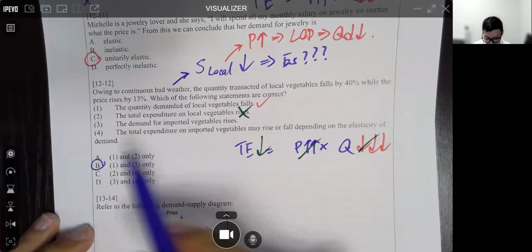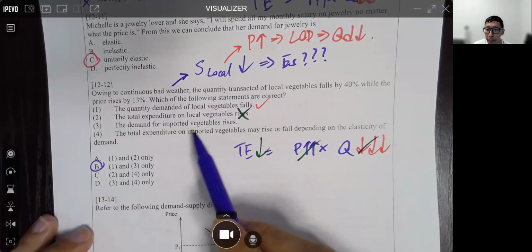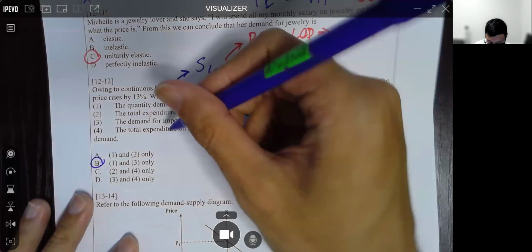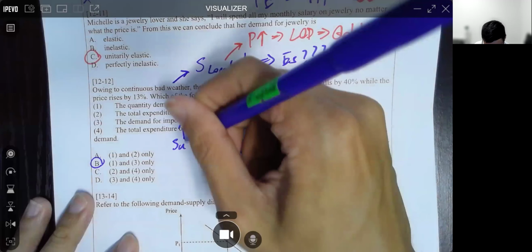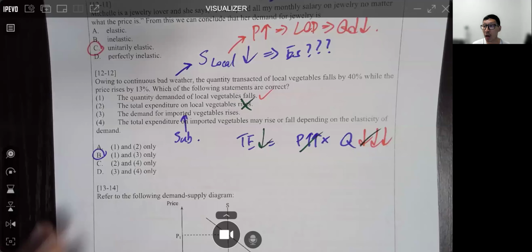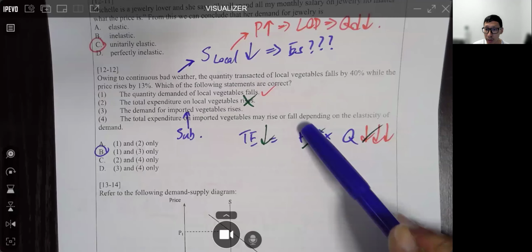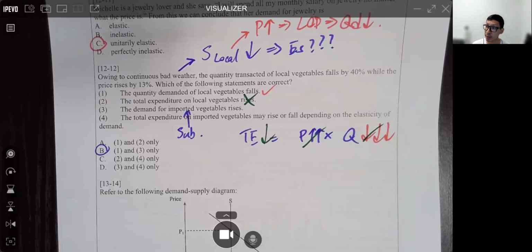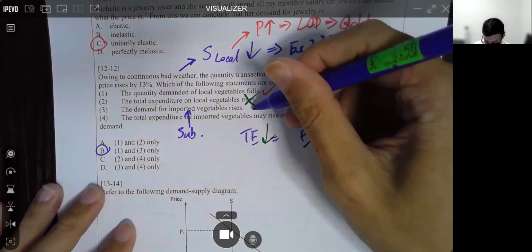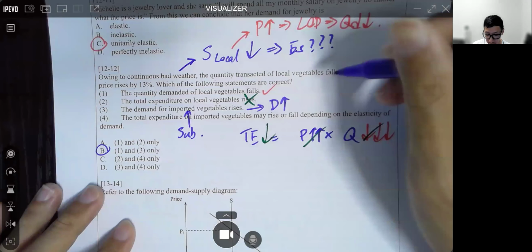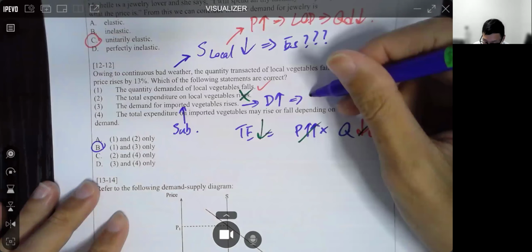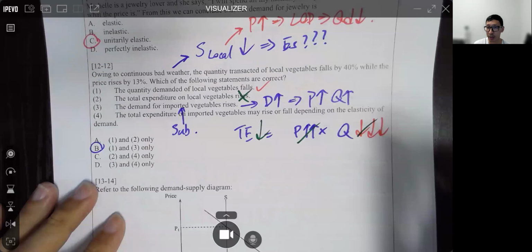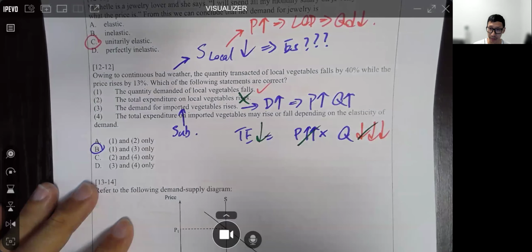Let's look at 3 and 4 as well. Demand for imported vegetables, rice. Why? Because imported vegetables are a substitute, so demand will rise. And total expenditure may rise or fall depending on the elasticity of demand. Why is this one not correct? Because demand increases. What does that mean? It means that both price and quantity will increase. So what happens?